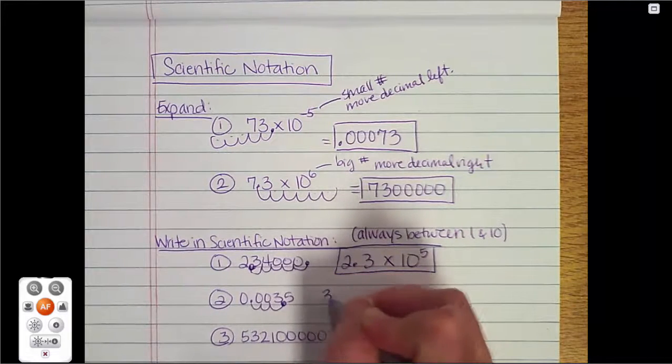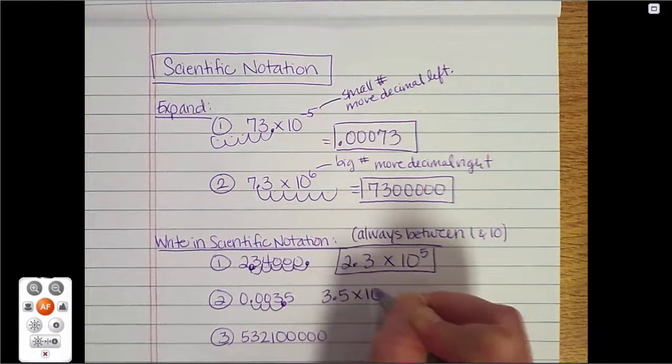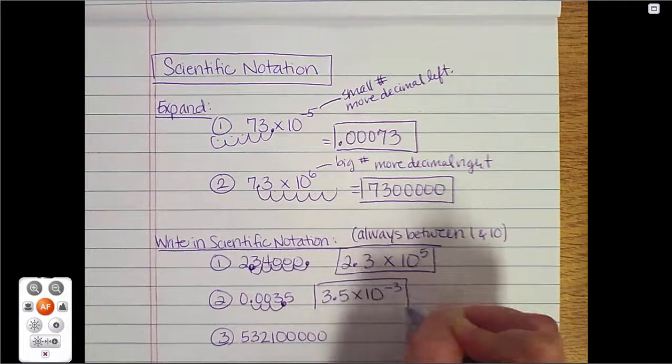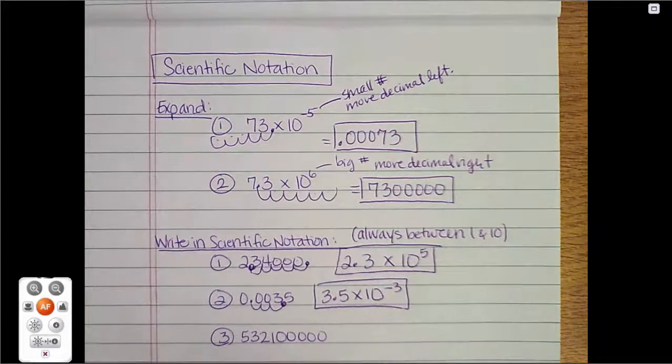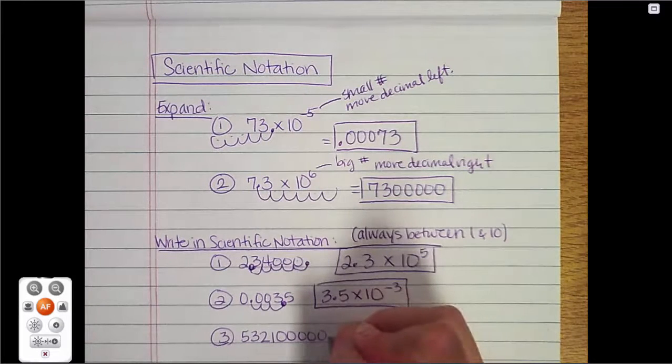I lost a 4 there. Make sure you get that in there. 0.0035 is a small number, so it needs a negative exponent on 10. 3.5 times 10 to the negative third.